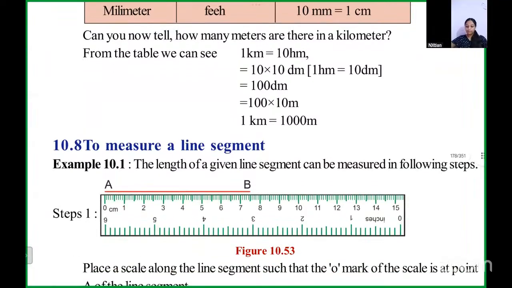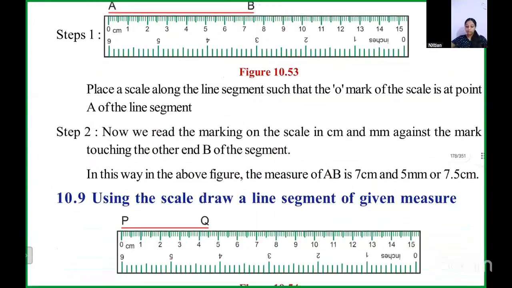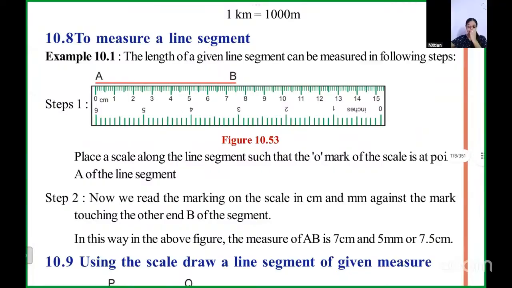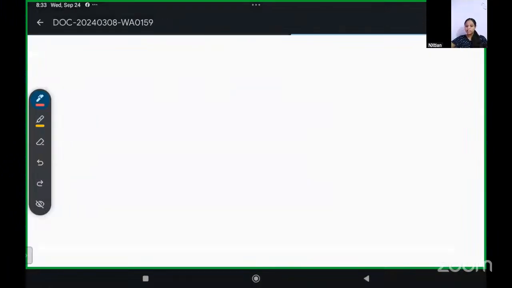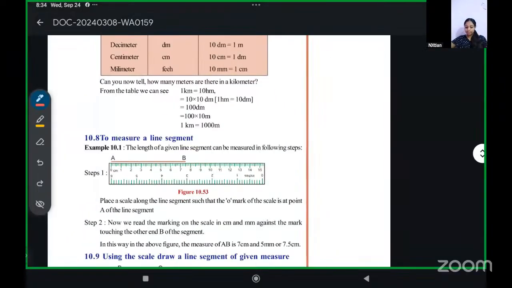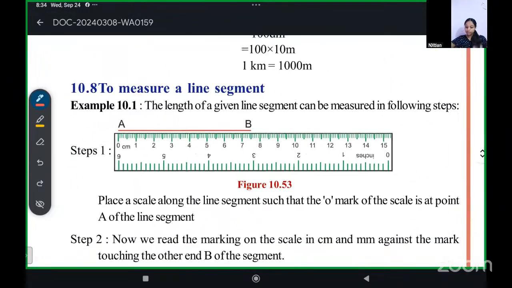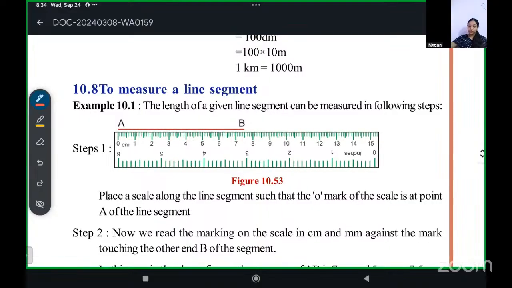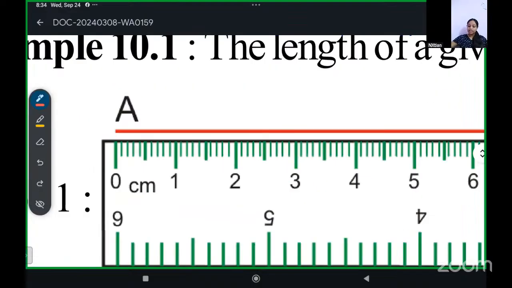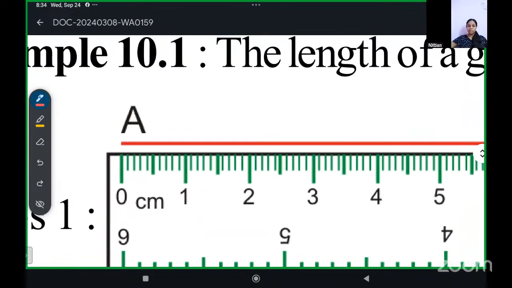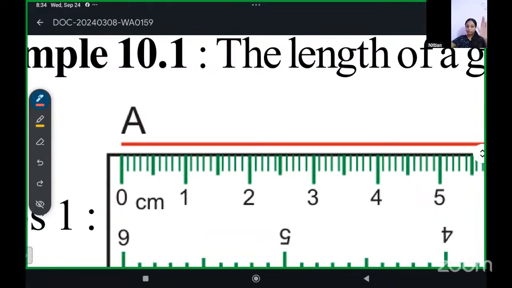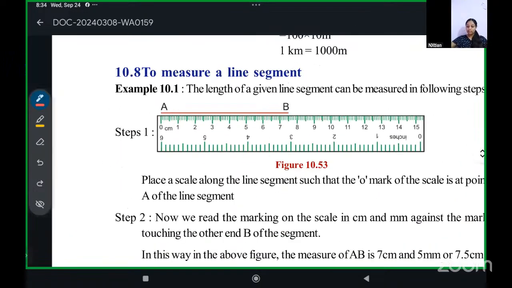Okay. Now, this is how to measure a line segment. How do you measure a line segment? So what we do when we are measuring a line segment, we take the first point. See, in the scale, it starts with 0 centimeter. So the starting point of the line segment, on that you place the 0 centimeter of the scale.